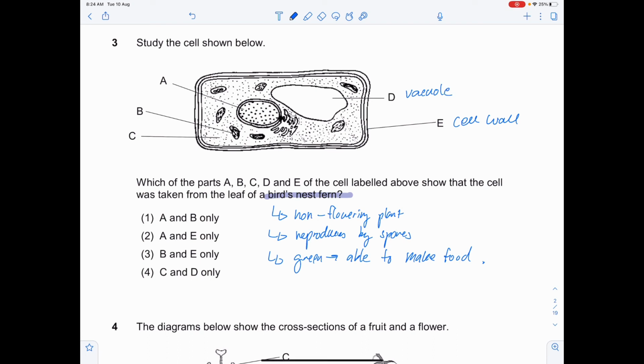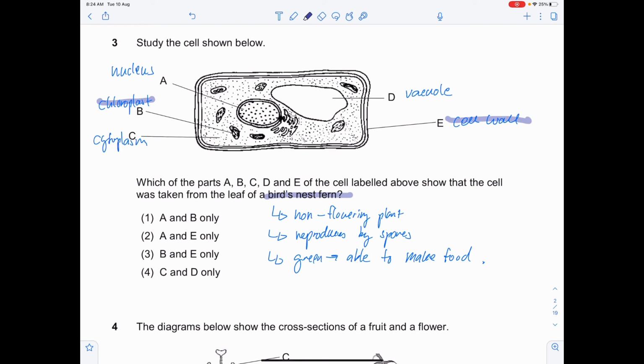This is your nucleus, chloroplast, as well as your cytoplasm. So out of all this, what will tell me that it is a plant cell? The first thing would be the chloroplast, excuse me, and your cell wall.